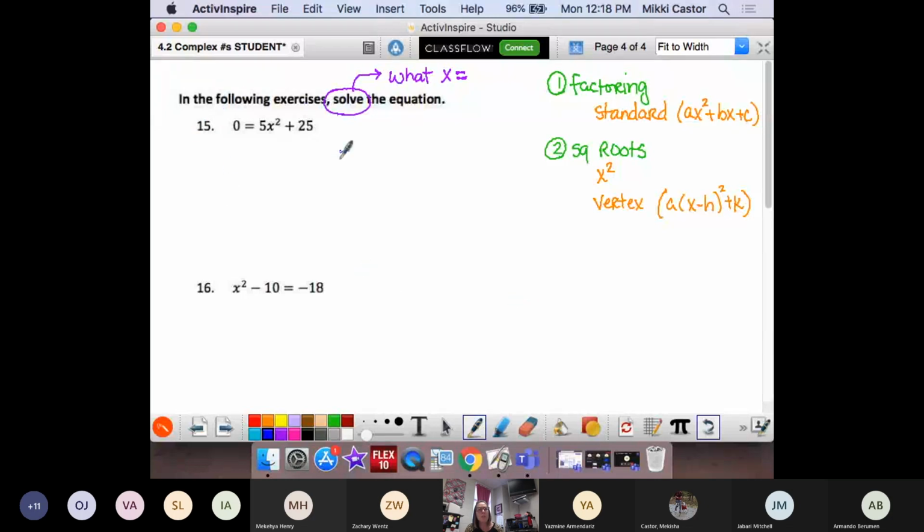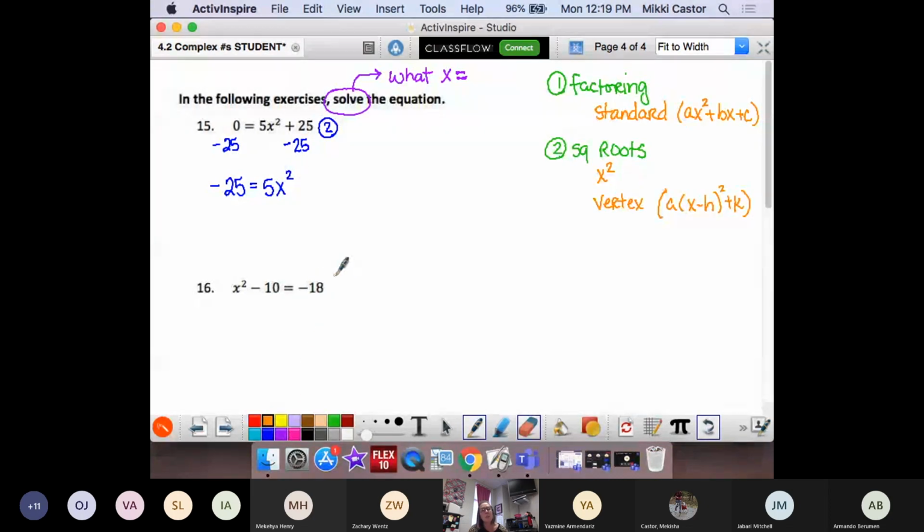So if we take a look over here at number 15, there's only an x squared in my equation. So I'm going to do this one by square roots, option number 2, because there's only an x squared. In order to solve by square roots, I have to isolate the x squared, which means I need to get rid of the 25 first. So I'm going to subtract that 25 over to the other side. Again, we're trying to get the x squared by itself. So now I have negative 25 is equal to 5x squared.